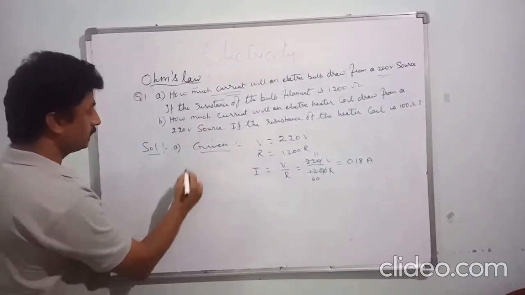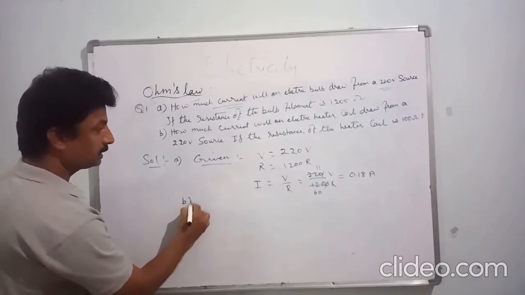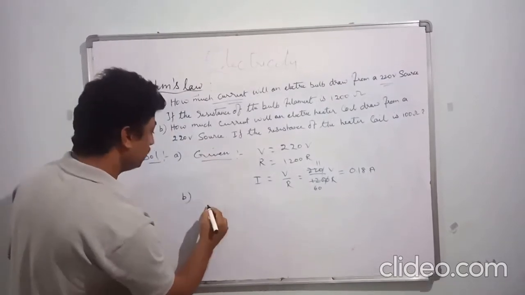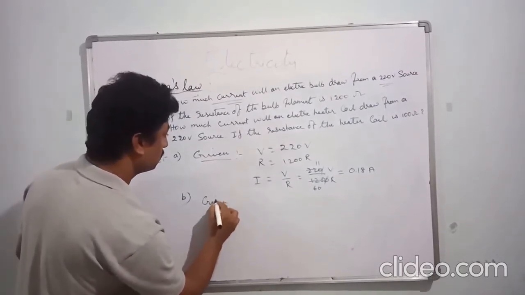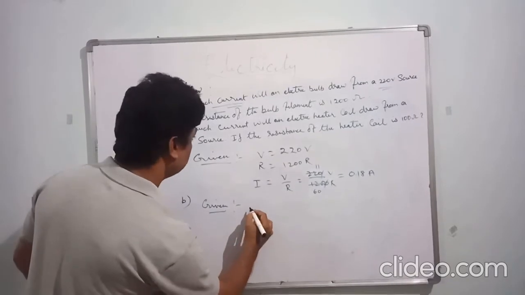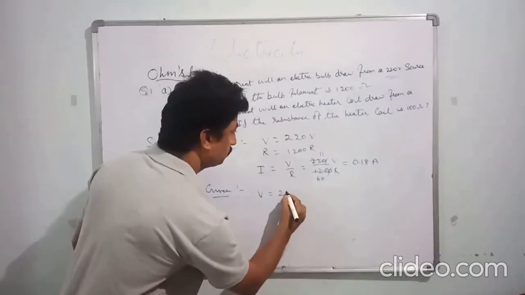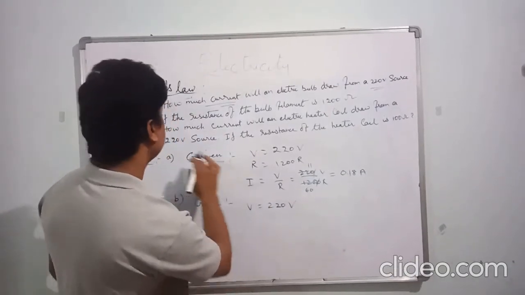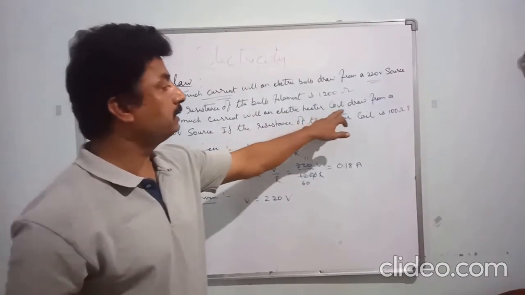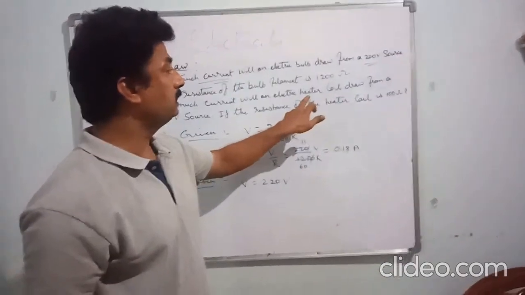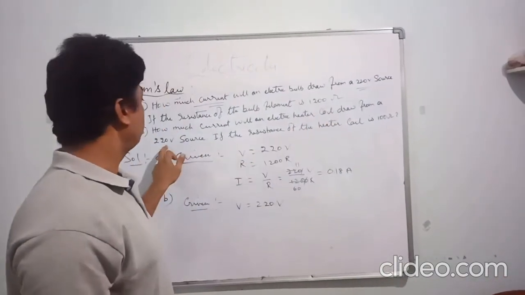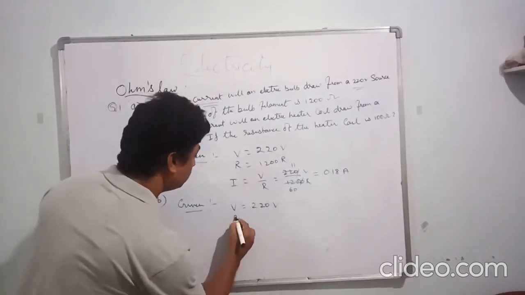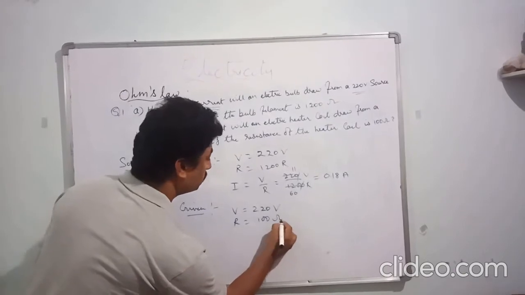Next one, let us take the B one. Same thing given. V is equal to 220 volts. Same thing in this: how much current will an electric heater coil draw? In the earlier case it is a bulb, in this case it is an electric heater coil drawn from a 220 volt source, if the resistance of the heater coil is 100 ohms. R is how much? 100 ohms.